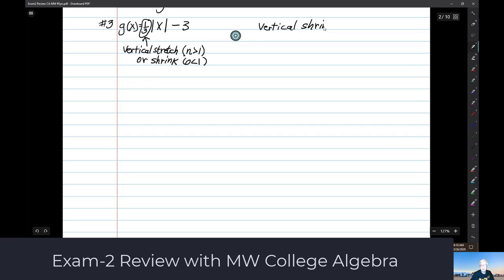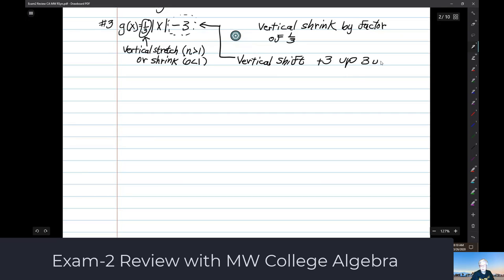Vertical shrink by a factor of 1/3. The number out here on the far right is your vertical shift, up or down. Okay, a +3 would have been a vertical shift up 3 units. But it's a -3. A -3 is down 3 units.